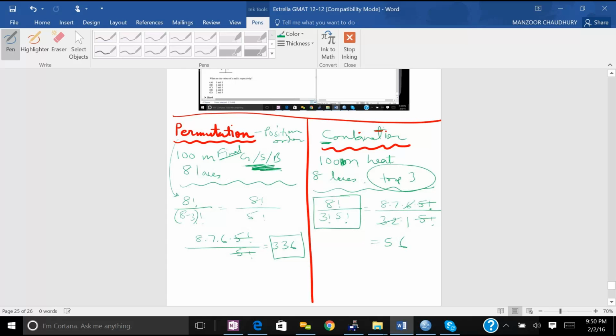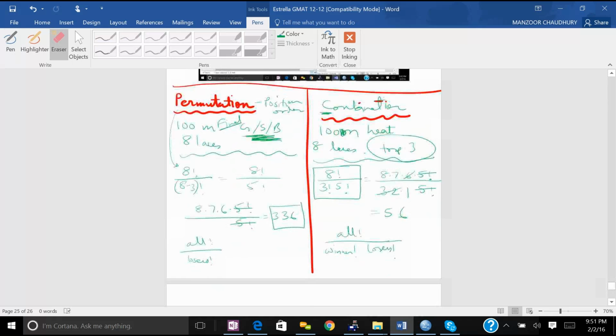Okay. So for permutation, you put all factorial on top and losers at the bottom. Okay. In combination, you have all factorial at top, winners and losers both at the bottom. Okay. Make sense? Yeah, makes sense. Okay. That's one technique you need to understand. These 2 techniques.